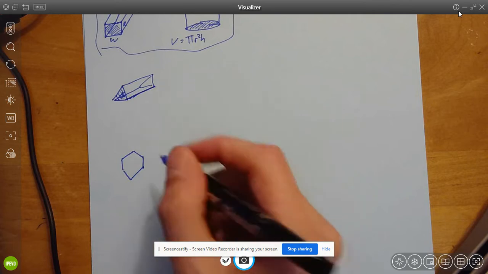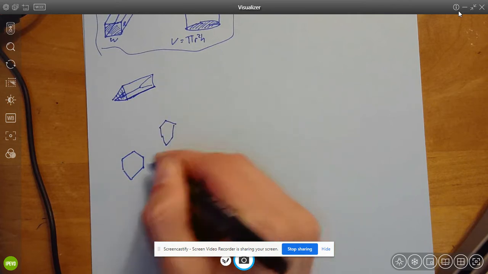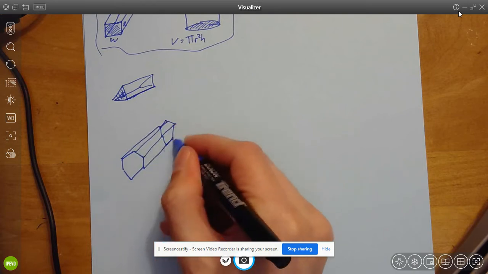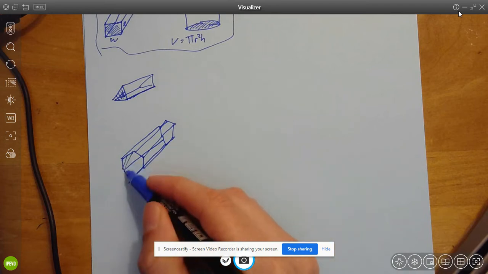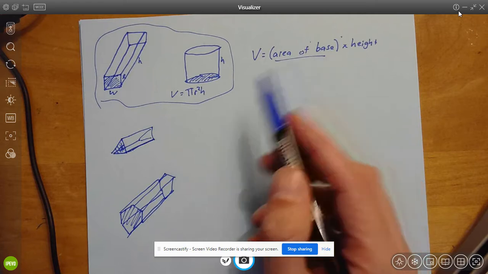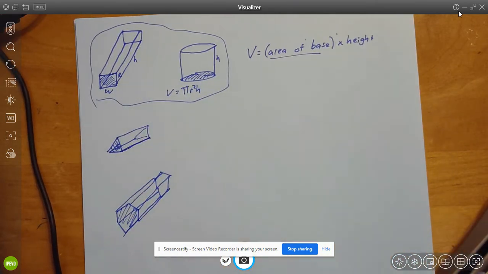So this is a hexagon. It's got 6 sides. I'm not a great artist, but I'll do my best. I could draw a hexagonal prism. And again, I just want to find the area of the base and then multiply by the height. So that volume formula is true for any type of prism, not just the two that we sort of dealt with in the course content.